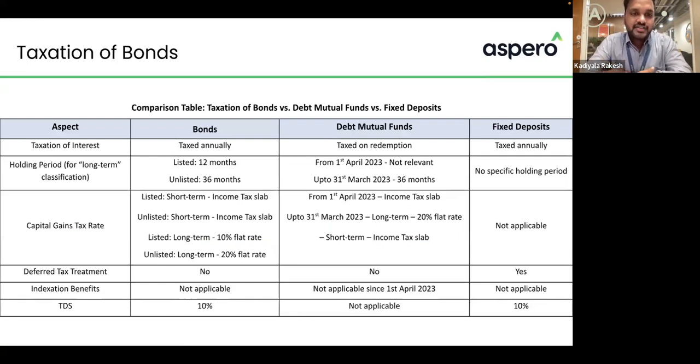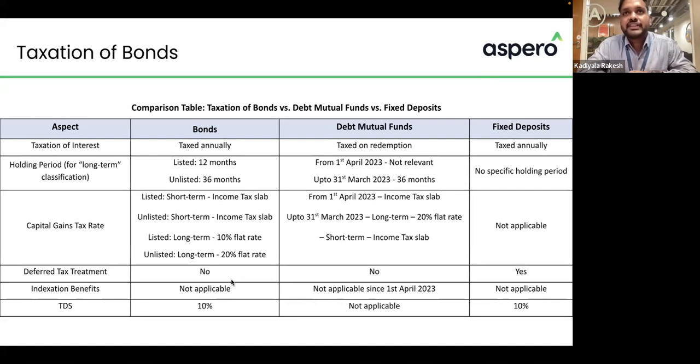And coming to the taxation of bonds, these instruments are taxed annually. For listed papers, the tenure is 12 months; for unlisted papers, the tenure is 36 months. For the capital gains tax rate, if it is a listed paper and short term, that falls as per their income tax slab. If it is an unlisted paper and short term, that also comes under the investor's income tax slab. If he is investing for the longer term, more than 3 years, for a listed paper there is a 10% flat rate, and for an unlisted paper, there is a 20% flat rate. There are no indexation benefits applicable, and there is no deferred tax treatment also.